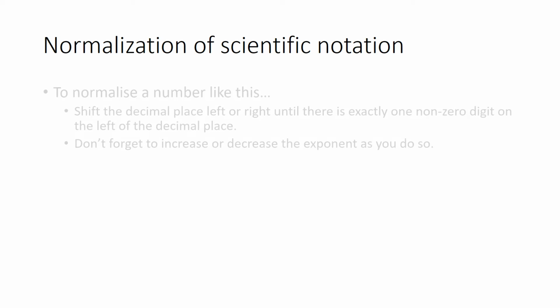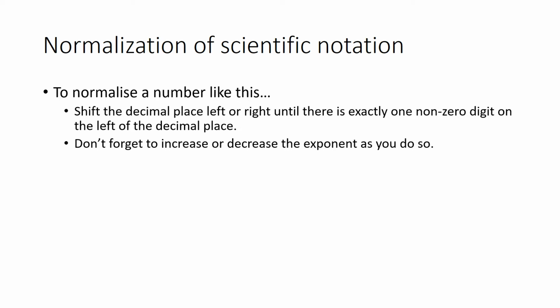So scientific notation numbers can be normalized. Unfortunately, normalize as a word, or normal, is used far too much in maths for different things, and it can be confusing. So if you look this up, be aware that normalize can mean a bunch of different things, and it does depend on the context. But in the context of scientific notation, normalizing a number goes like this. Shift the decimal place to the left or the right until there's exactly one digit, which is not 0, on the left of the decimal place. So for example, 1.3 or 9.7, not 0.4, because it's got to be a non-zero digit. As you do this, don't forget to increase or decrease the exponent, otherwise you're actually changing the number.